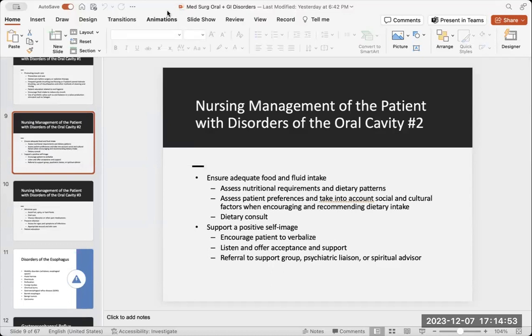So we also need to always take into account their culture and social preferences when we're considering a plan of care for this patient. And most importantly, right, a positive self-image. Some of these patients might lose the ability to speak, right? And that could be very, very hard to adjust to, right? You've been speaking your whole life if you have the privilege to do that, and now you can't do that anymore, or other changes, maybe from surgeries and whatnot. So we really need to offer acceptance, support, and even refer them to support groups if we need to.